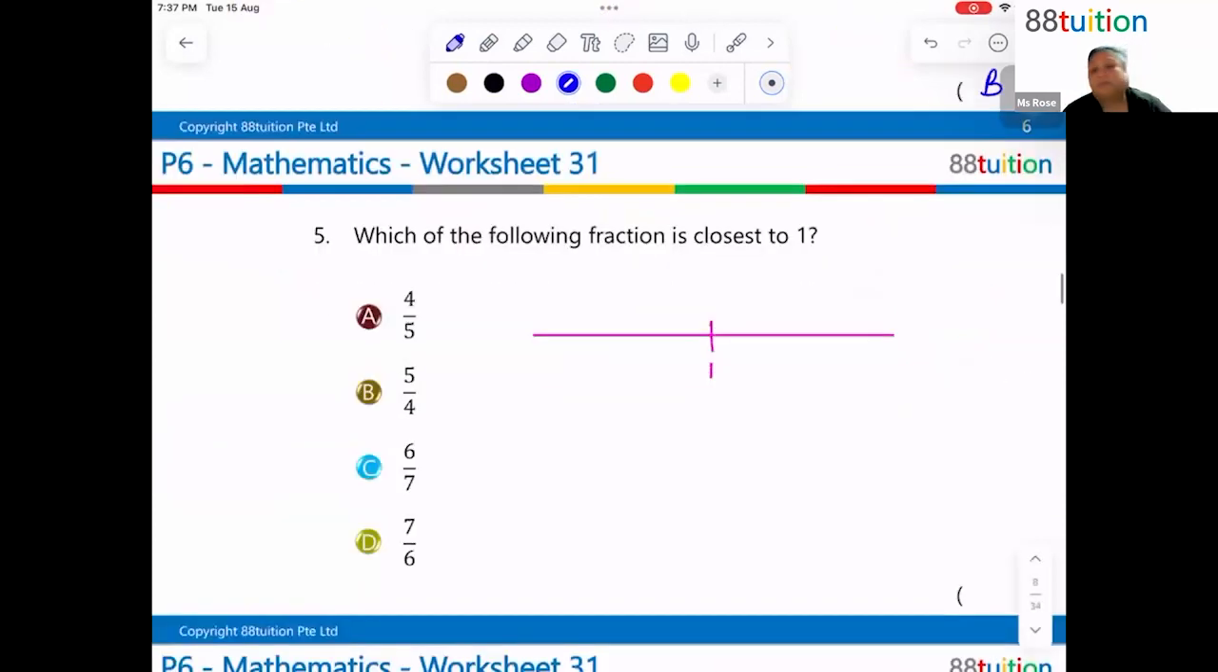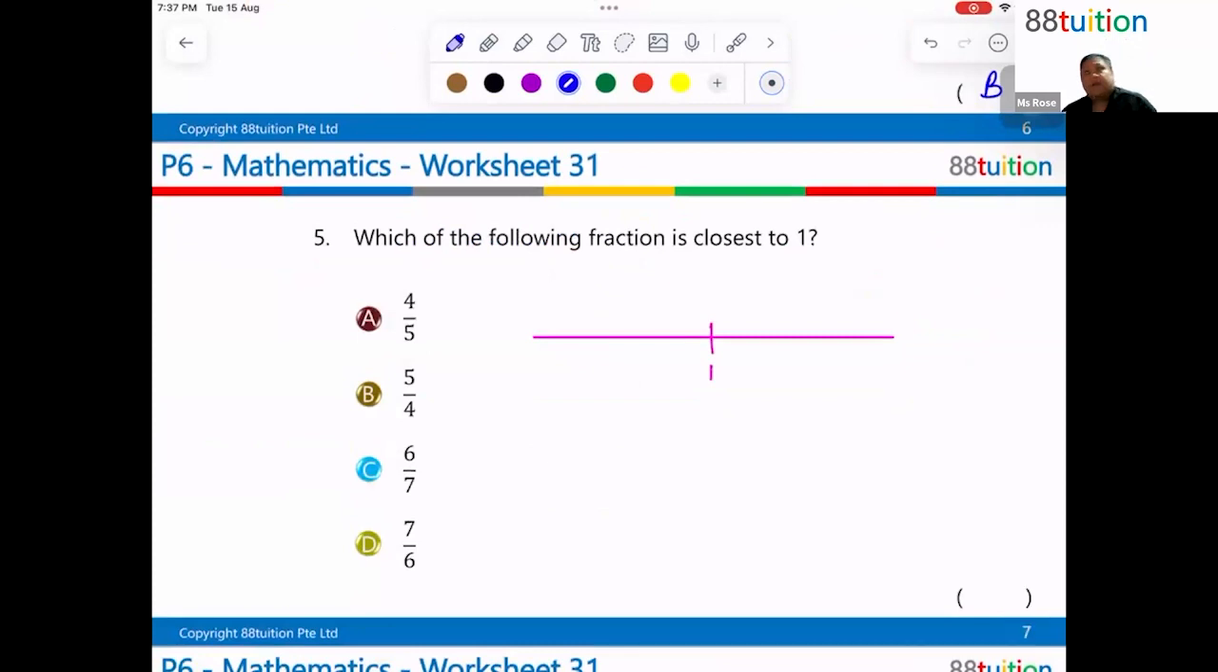Now, for question 5, bear in mind that this is an MCQ question, so you do not have a calculator. If you don't have a calculator, how will you solve this question? This is how we do it. Draw a number line and mark your 1. Everything else is either more than 1 or less than 1. So 4 over 5 is how much? 1 over 5 away from 1.